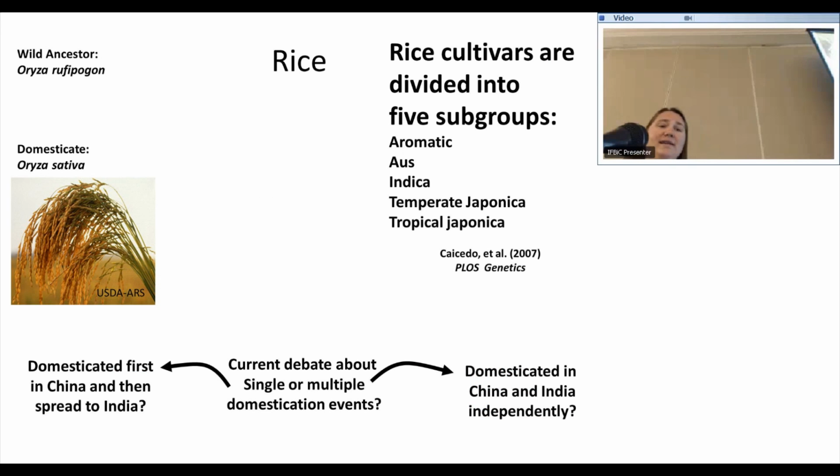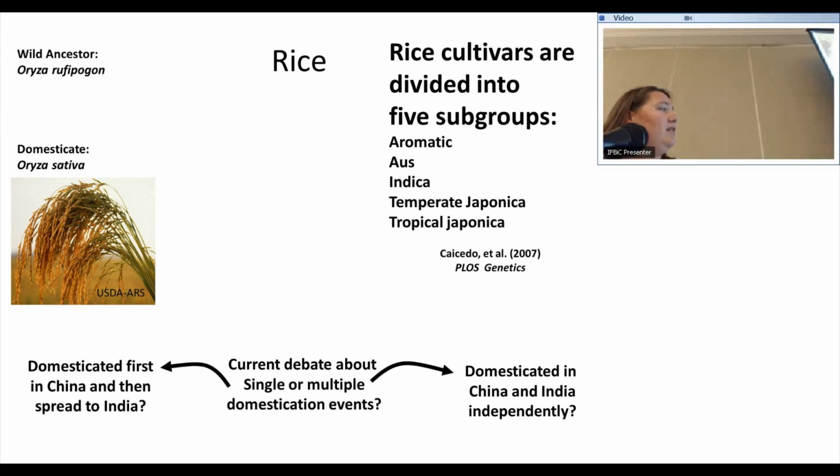Rice also has a very interesting domestication history. You can see that the wild rice has a very loose panicle, and the domesticate is really nice and tight. If you look at all the different rice varieties that are out there today, they can be loosely grouped into 5 groups: the aromatics, the Aus, the indicas, and the japonicas, both the temperate and the tropicals.